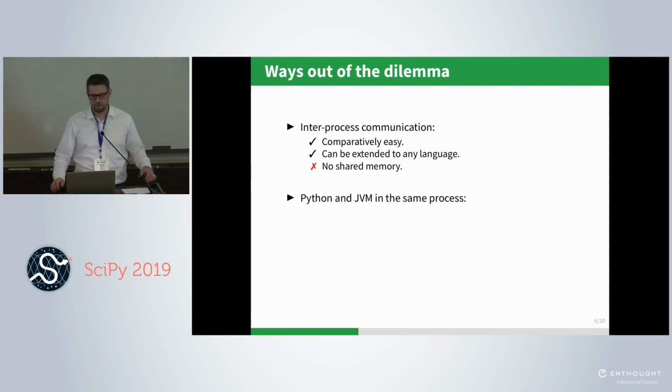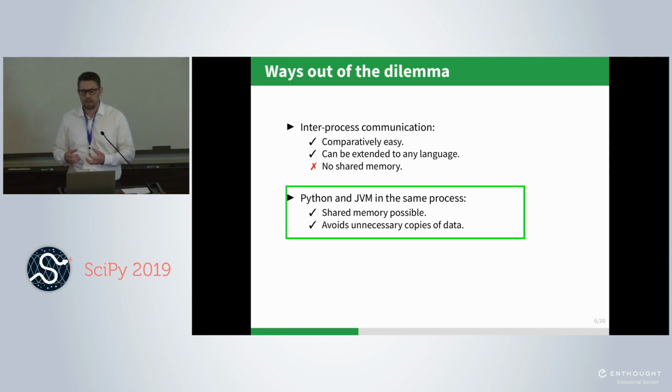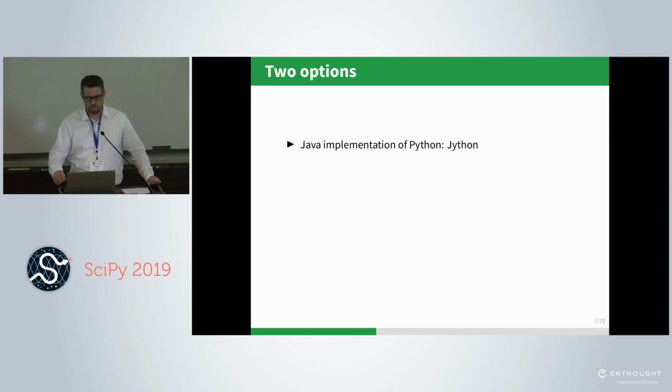The other solution is to have Python and the JVM in the same process. And in that way, it's possible to have shared memory if we use the Java native interface and internal methods of the Java runtime to access native memory. And that way, we can avoid unnecessary copies of data. And for example, we can also modify NumPy arrays in place through Java methods. There's basically two options to achieve that.